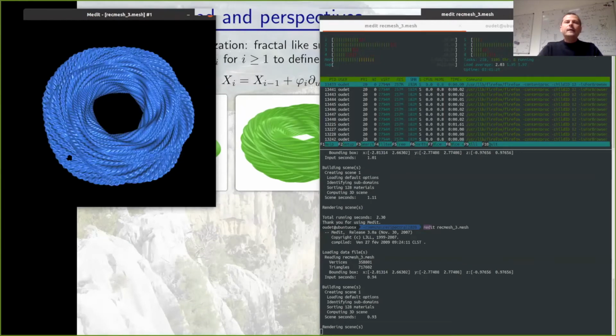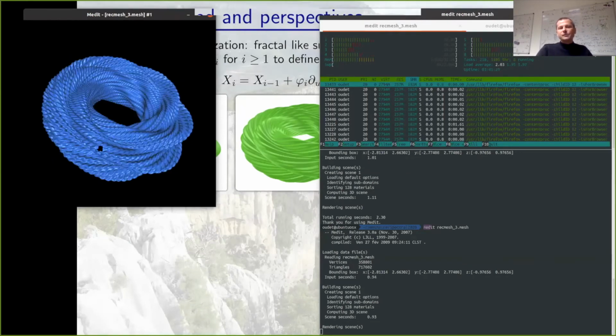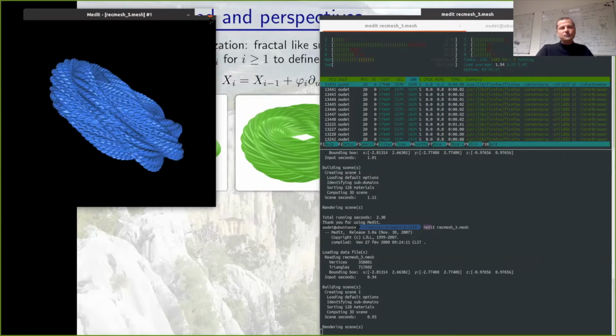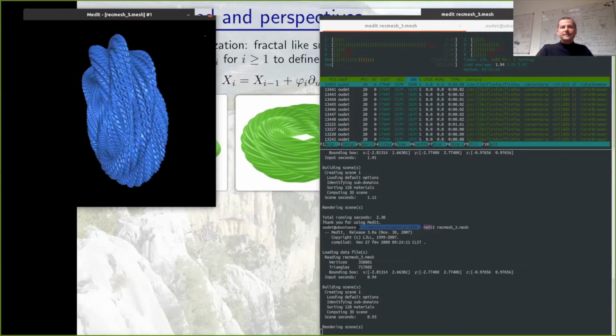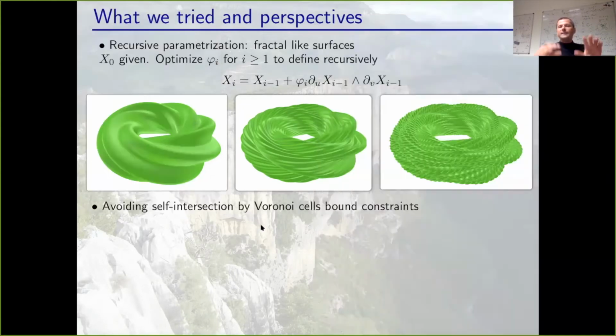So you see here, only with 5 parameters, you can generate this kind of surfaces, which is not a big surprise. But the problem is that in these small classes we were not able to identify surfaces which provide a very high first eigenvalue.